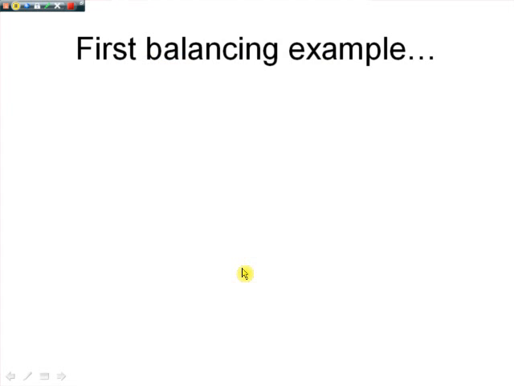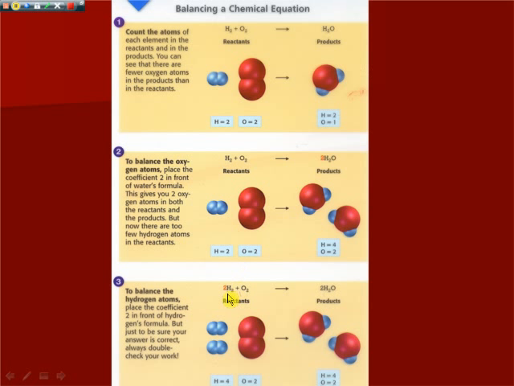We're going to fix this situation by putting a 2 in front of the H2. So now we have 4 hydrogens and 2 oxygens on the left, and we have 4 hydrogens and 2 oxygens on the right. So our balanced chemical equation is 2H2 plus O2 react to produce 2H2O.